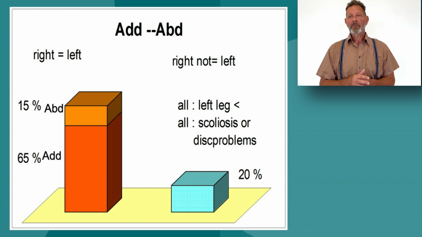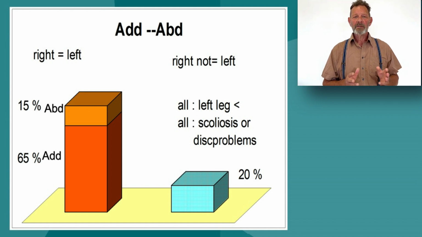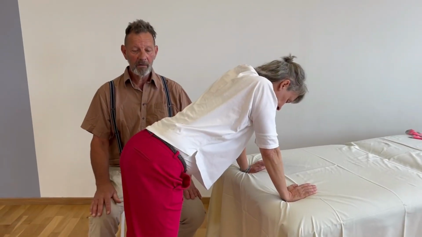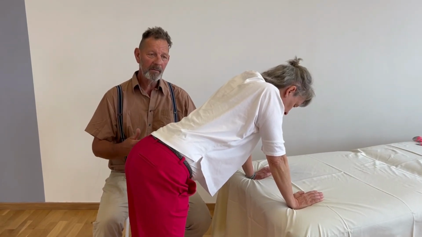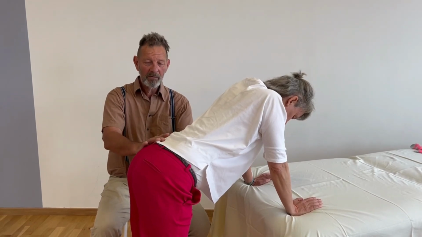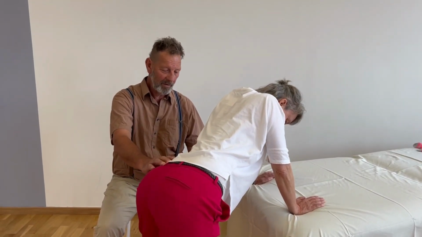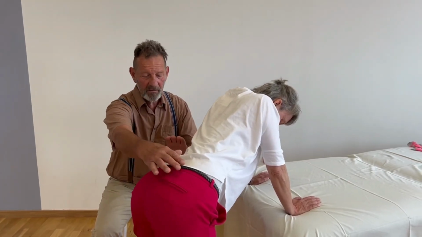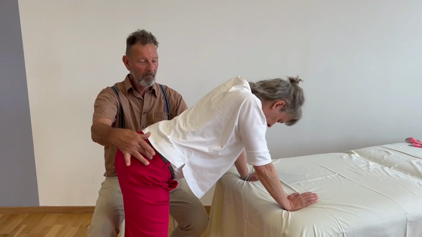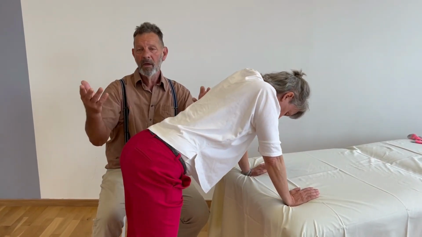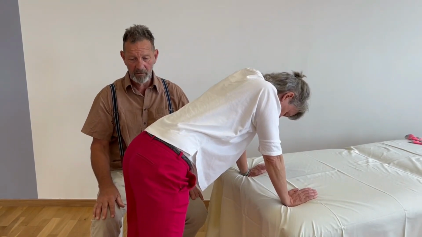So I did another test. I was looking at whether the abductors or adductors are more limiting the side tilt of the pelvis. This test looks like this. If I do a side tilt to the right, where do you feel the limitation, Andreas, the pulling? In the left leg inside. In the left adductors, if I go on this side. In the right leg. In the right adductors. So adductors limit this side tilt of the pelvis.